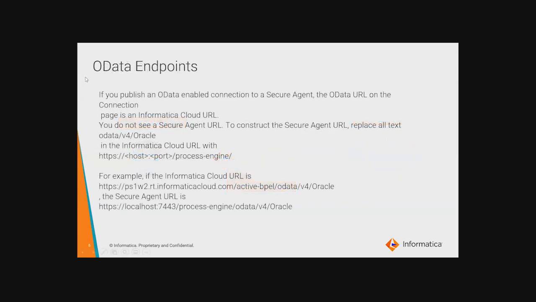And for OData endpoints, once you configure all these details about the Secure Agent path and the jar file, you have to save and publish. As and when you publish the JDBC connection, you will get an endpoint URL which tells you how to access your data.